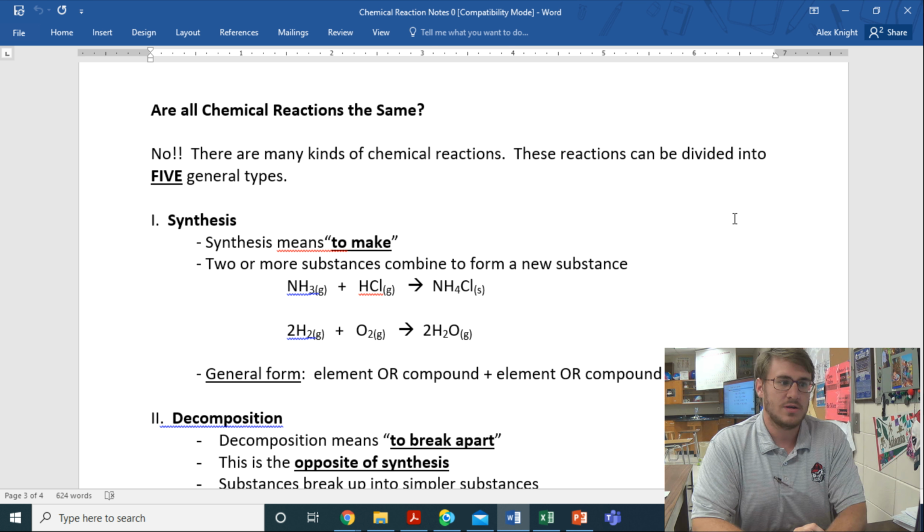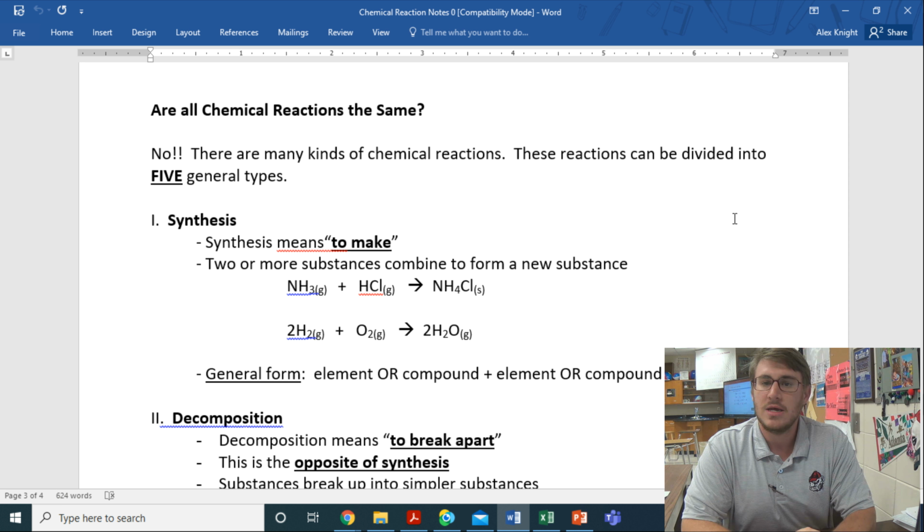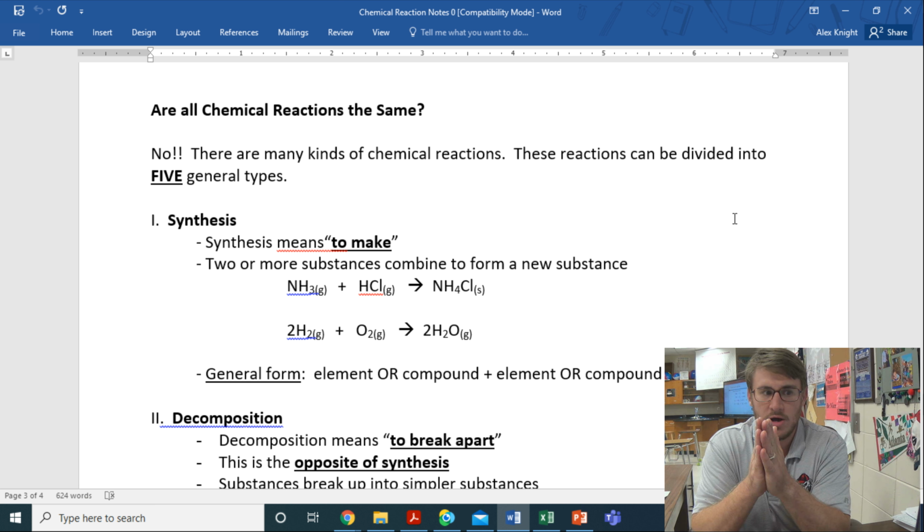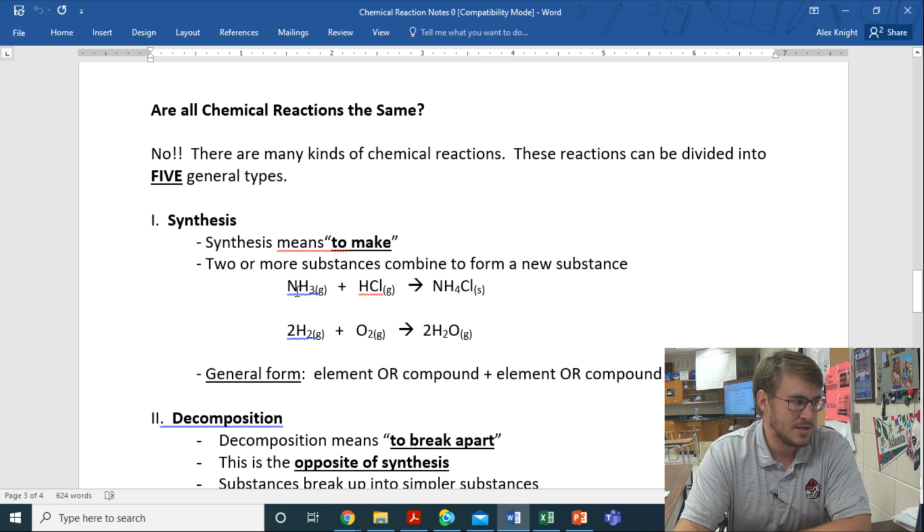Type 1 is the synthesis. It's A plus B makes an AB product. Type 1, synthesis: A and B make an AB product. So we see here NH3 is the A, HCl is the B. Combined all together is the AB product. H2 is the A, O2 is the B. You get H2O as the AB product.